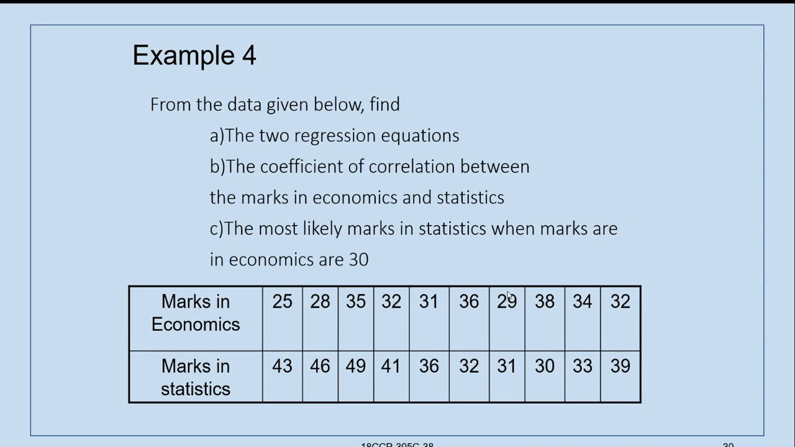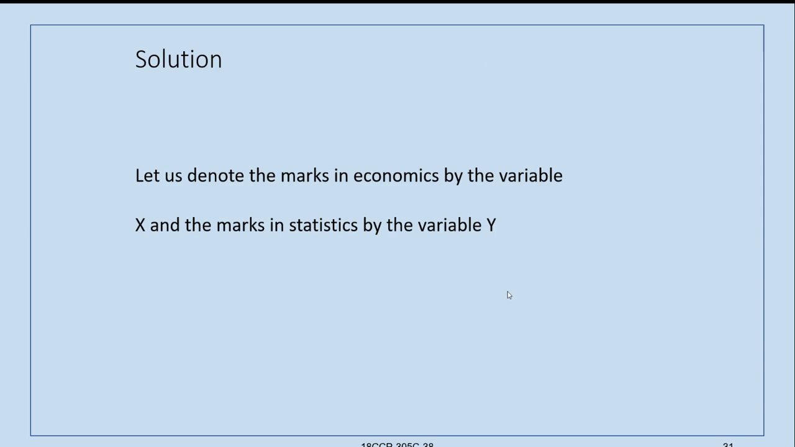So another example we will take and calculate the two regression equations and the coefficient of correlation between the marks in economics and statistics. So marks in economics is taken as x, marks in statistics is taken as y. So the most likely marks in statistics when marks in economics are 30. So x is equal to 30, we have to calculate y. As I said, economics is taken as x and statistics is taken as y.